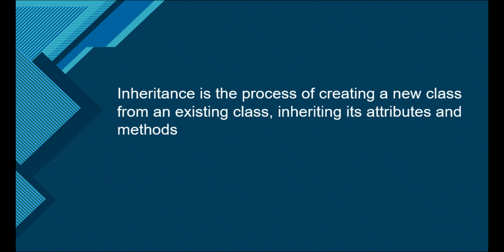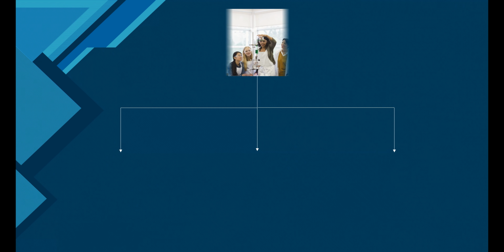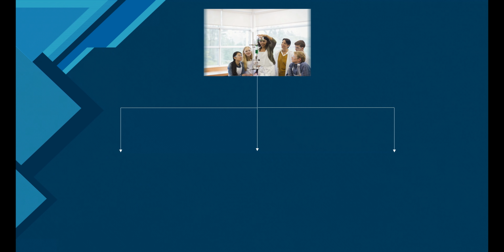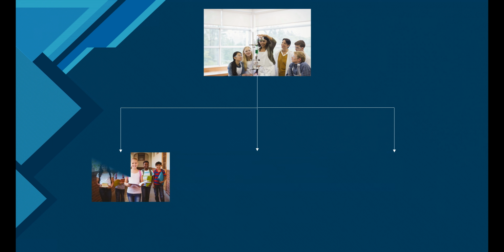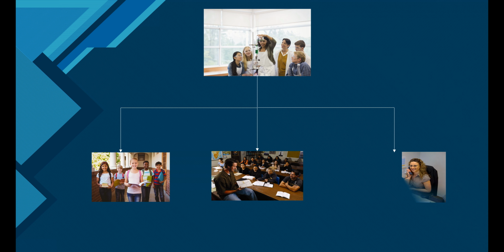A real-time example of inheritance can be a school system. In a school system, there are many different types of employees such as teachers, principals, and administrative staff. Each of these employees has their own set of attributes and behaviors, but they also share many common attributes and behaviors such as their name, address, and contact information.